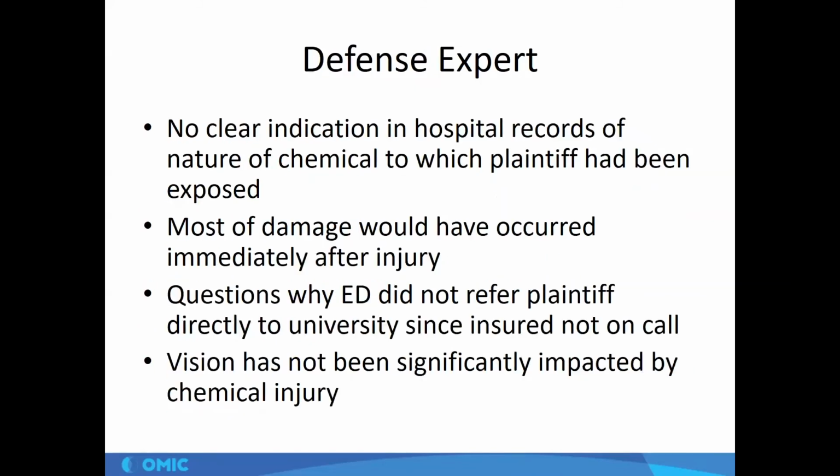The defense expert said there was no real indication in the hospital records of what the chemical was to which the plaintiff had been exposed, and said most of the damage would have occurred immediately after the injury anyway, and questions why the emergency department did not refer the plaintiff directly to the university, since the ophthalmologist they were calling, the insured, was not actually on call, and said that the vision ultimately was not significantly impacted by the chemical injury.